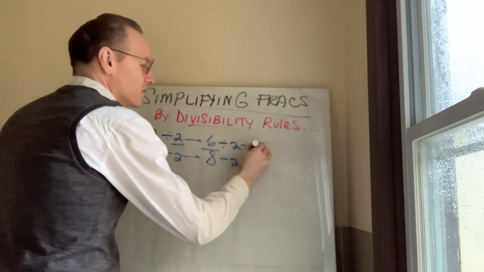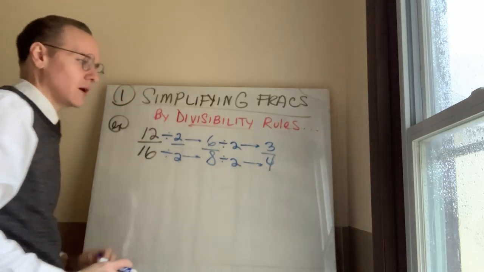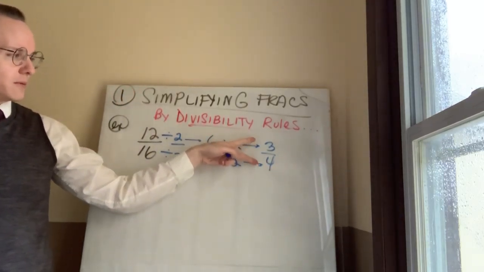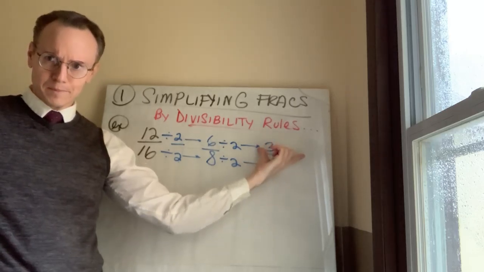6 divided by 2 is 3, and 8 divided by 2 is 4. Now at this point, if you attempted to divide by 2 yet again, it would work with 4, but it wouldn't work with 3.